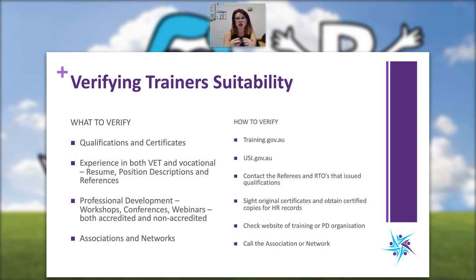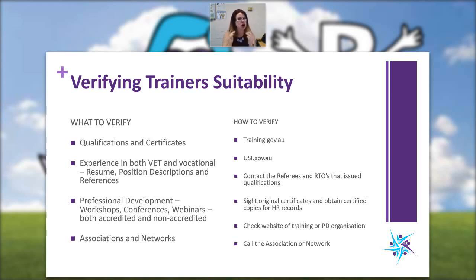You'll also be able to, in the future, check usi.gov.au. If you haven't yet, you should be, as an RTO, you have access to usi.gov.au. You should be getting all of your trainers and assessors to give you their USI code on usi.gov.au, and they should be giving you access to be able to see their qualifications. So you should be able to go on to usi.gov.au and actually verify your trainers and assessors qualifications. There's videos on usi.gov.au on how to do that, so go online to see how.